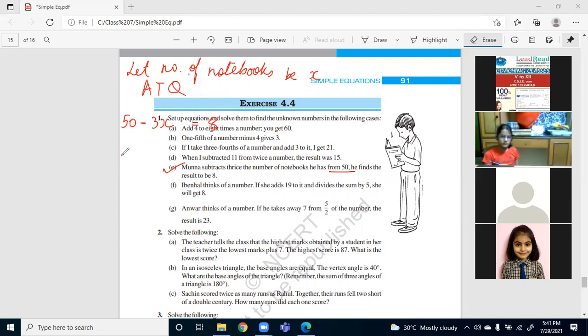Now what I will do, I will move 3x to the other side. It will be positive 3x. Now I will move plus 8 to this side. It will be minus 8. So 50 minus 8 is 42. 42 is equal to 3x. Now if I move 3 to another side, it will be in division. So the answer is 14.